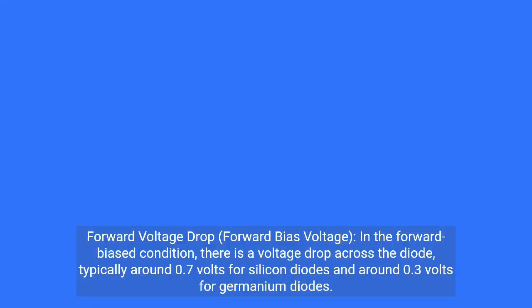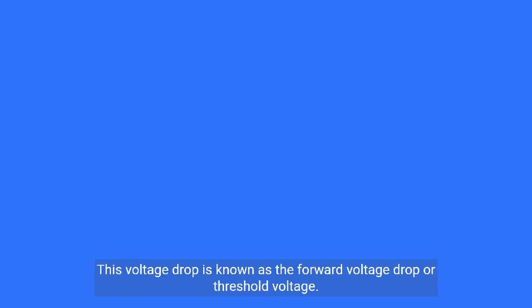Forward voltage drop, or forward bias voltage. In the forward bias condition, there is a voltage drop across the diode, typically around 0.7 volts for silicon diodes and around 0.3 volts for germanium diodes. This voltage drop is known as the forward voltage drop or threshold voltage.